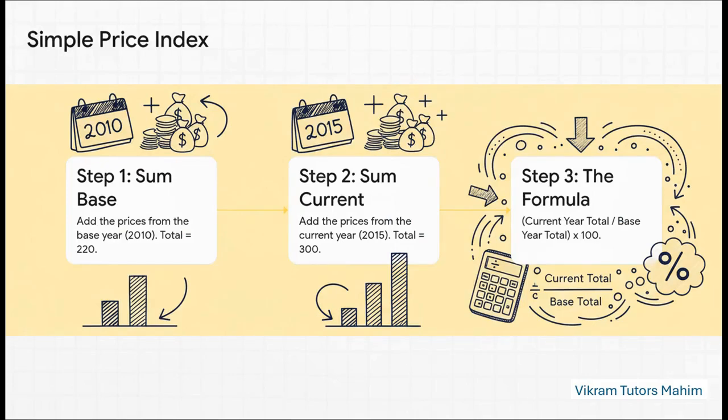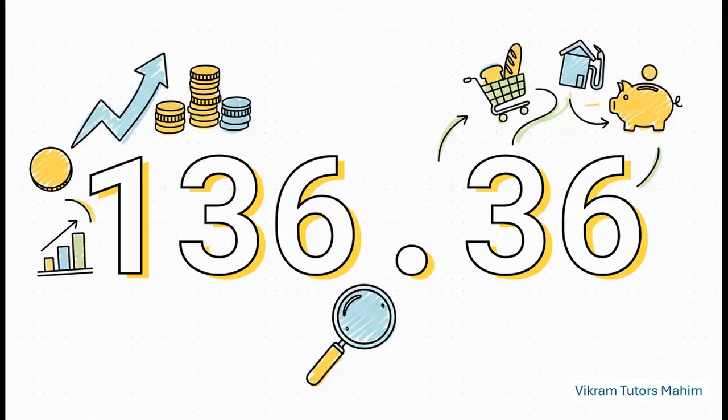The math for a simple index is, well, it's simple. First, we just add up the prices in our base year, 2010. That gives us 220. Then, we do the exact same thing for our current year, 2015, which totals 300. And finally, we just divide the current total by the base total and multiply by 100. That's it. And there we have it, 136.36. This one number tells us that, on average, the prices for this little group of items went up by about 36.4% between 2010 and 2015. It's a perfect example of how we can take a complex change and simplify it into a single, understandable figure.